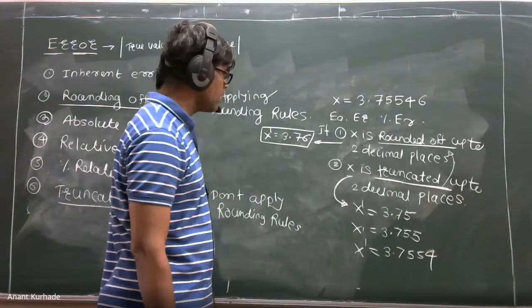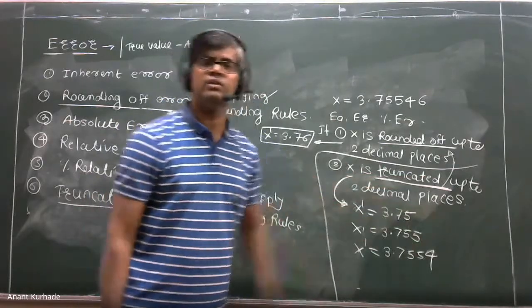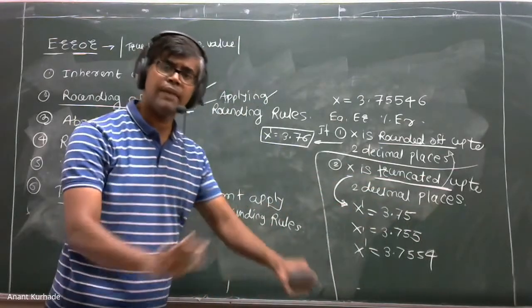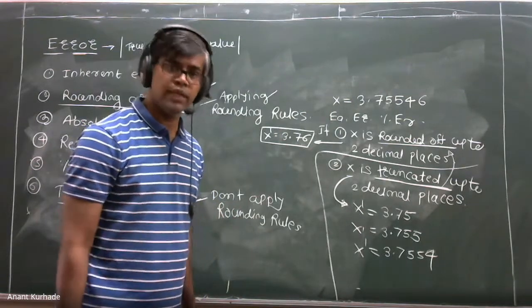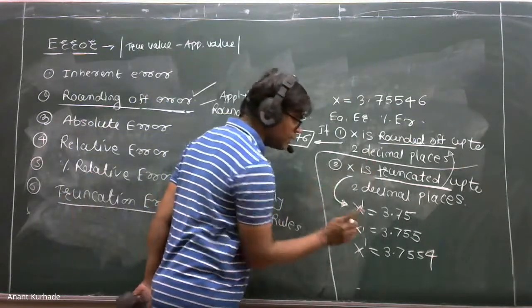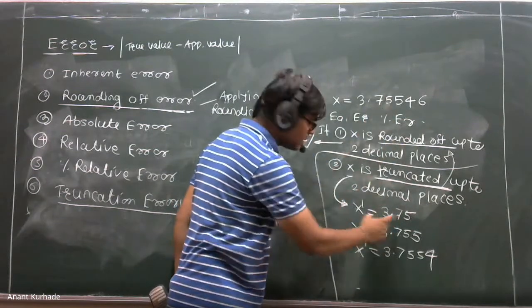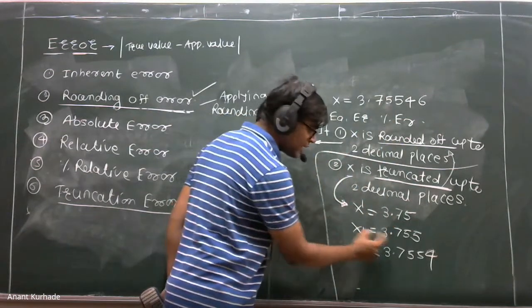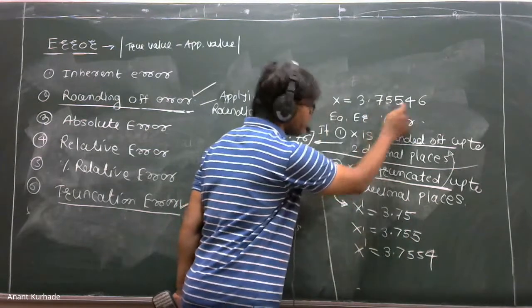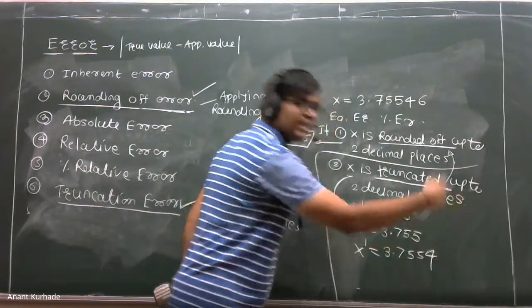X dash is equal to 3.755. This is different. This is truncated rules. Truncated means don't apply rounding. For two decimal places, just count 75 and write it down as it is. For truncation error, x dash up to two decimal places is 755. Don't check the next number.